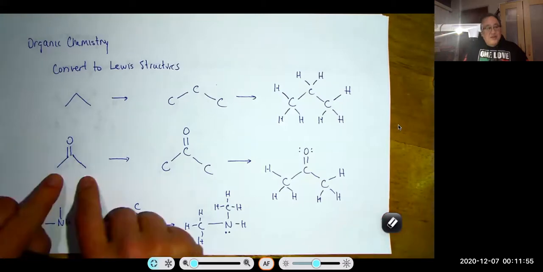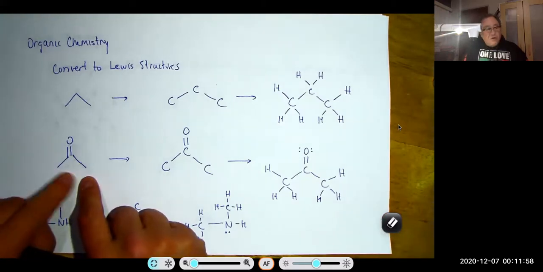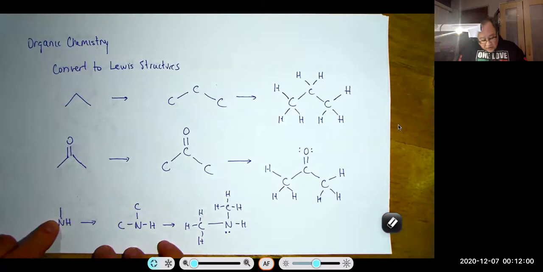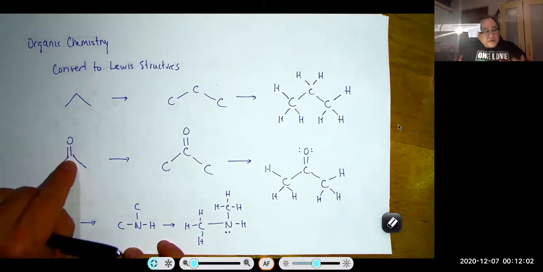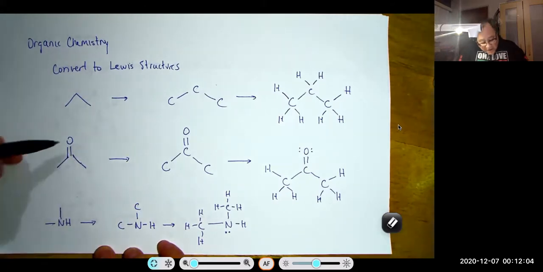Let's look at this line drawing. Can you see that there are 4 lines? And 2 of these lines that are parallel, that's a double bond, and it ends in oxygen.